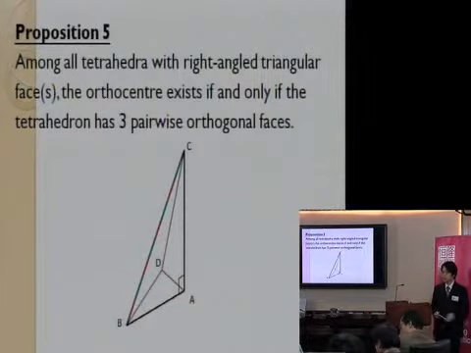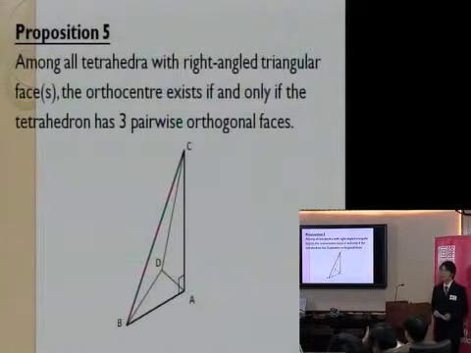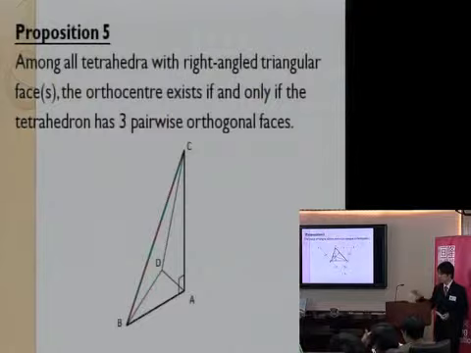However, we are still interested in finding out which types of tetrahedra have orthocenters. And motivated by the two special cases we considered at the beginning, we then found that the tetrahedra having three pairwise orthogonal faces actually have orthocenters. And the orthocenter is exactly at one of its vertices.